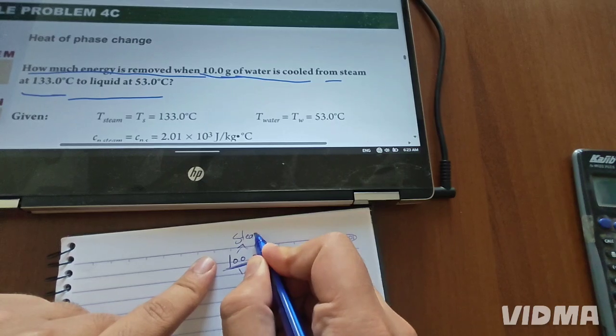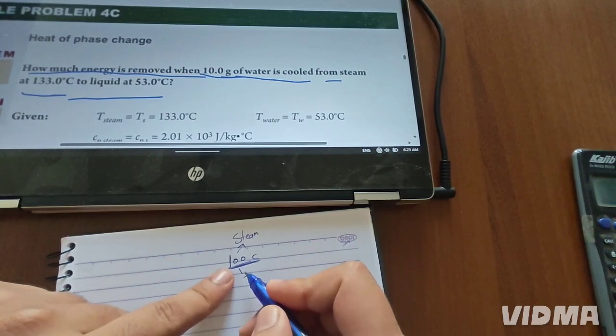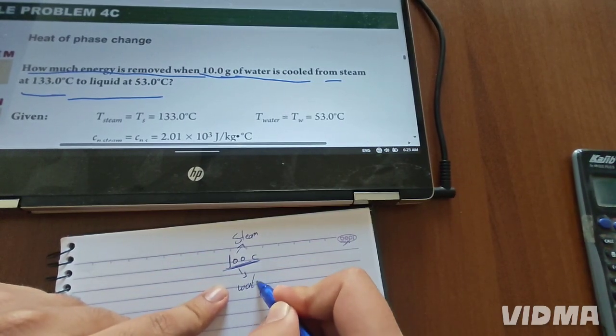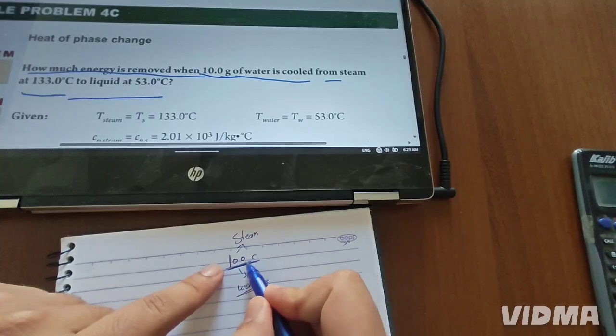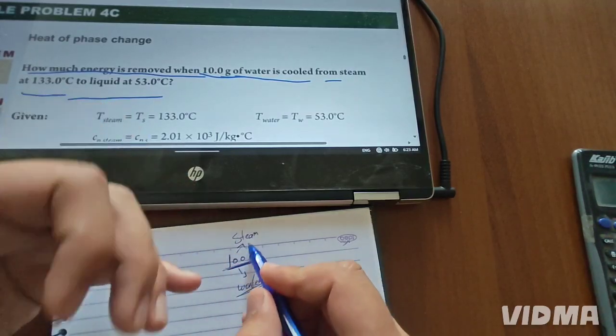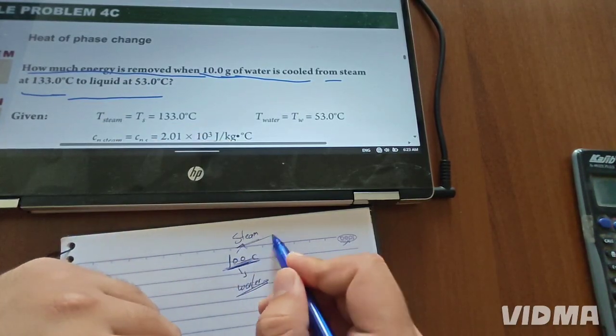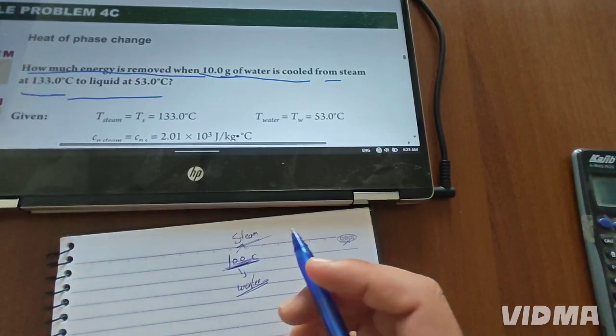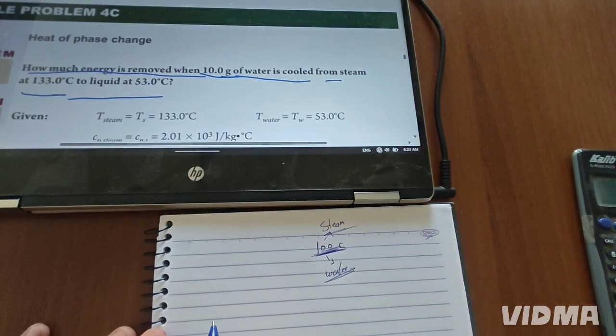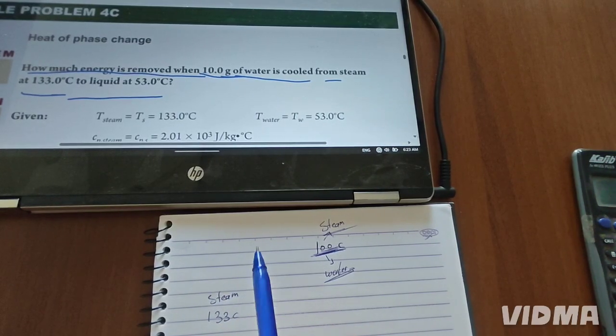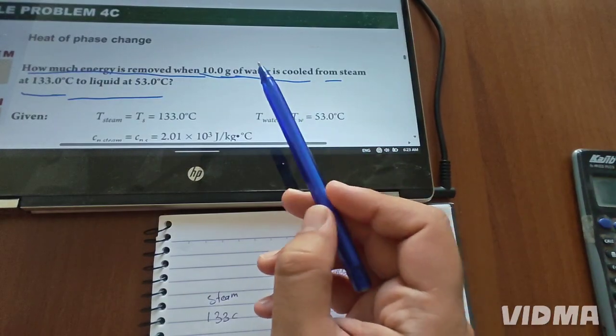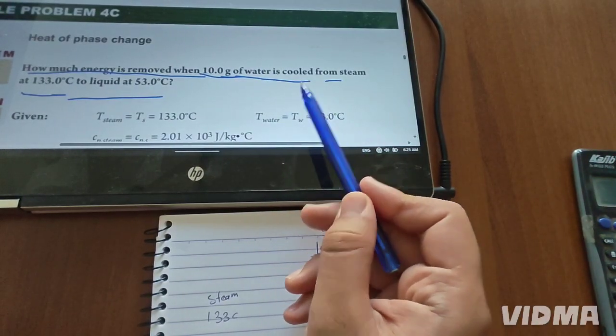In the graph we have studied, if you remember, below 100 this is water, the liquid state. At 100 Celsius it becomes boiling, but above 100 Celsius it becomes steam. So here we have 133 Celsius, so at 133 Celsius the state of the matter is steam. The question said the water is cooled. We have to cool it.